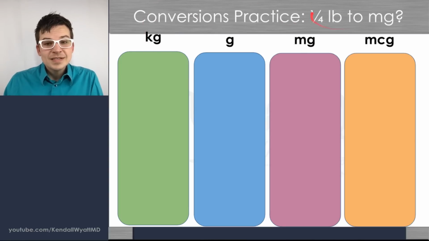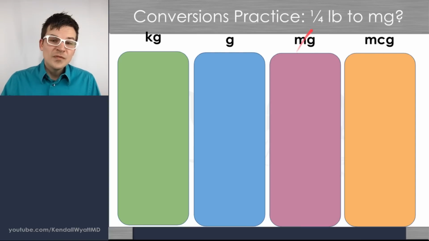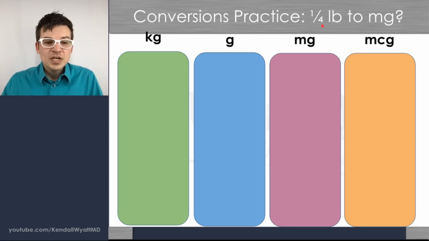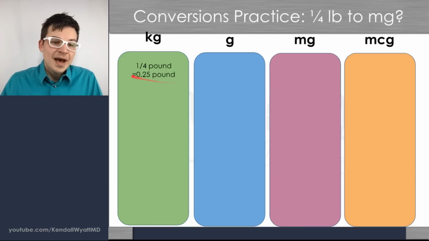So 1/4 of a pound to milligrams. Well, first off, you got to get away from pounds. Pounds are big. Pounds are just flabby and gross. You need to go to kilograms, right? So 1/4 of a pound. Well, you can't really do much with a fraction. So if you take 1/4, 1 divided by 4 is going to give you 0.25 pounds. Don't make that mistake. Do that one right away.